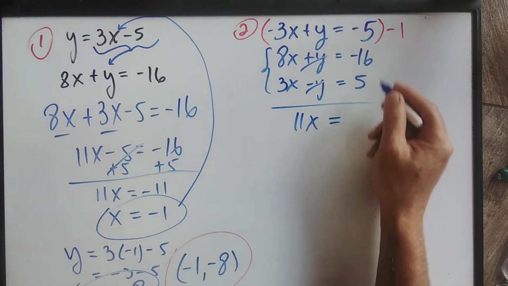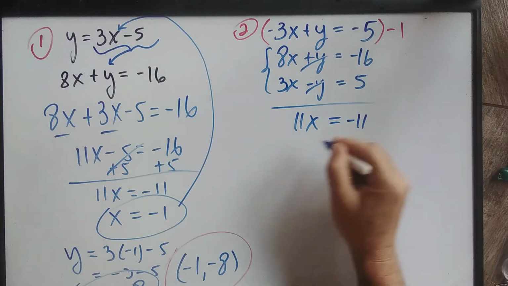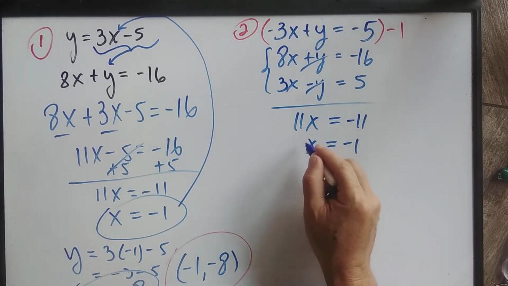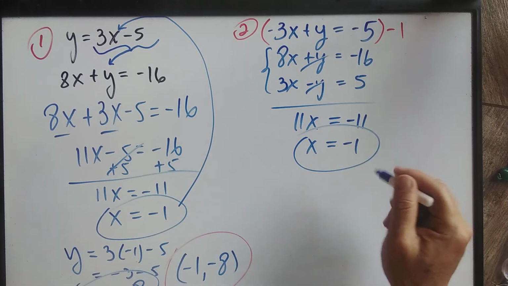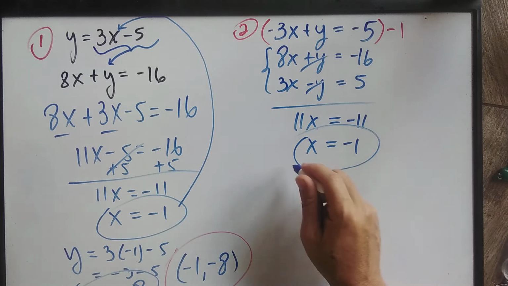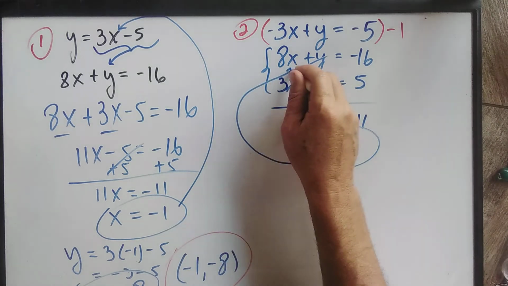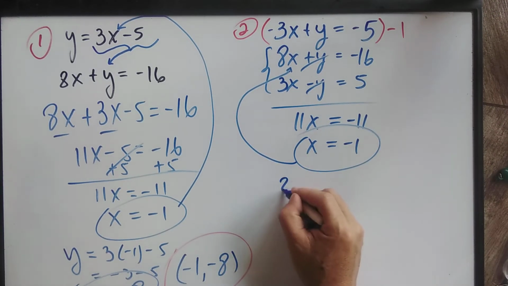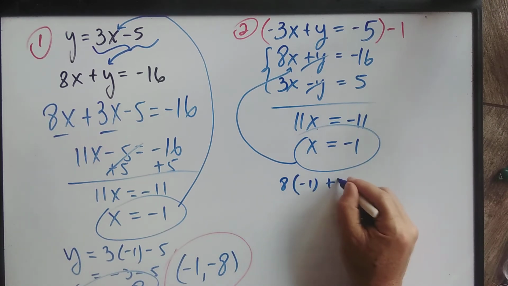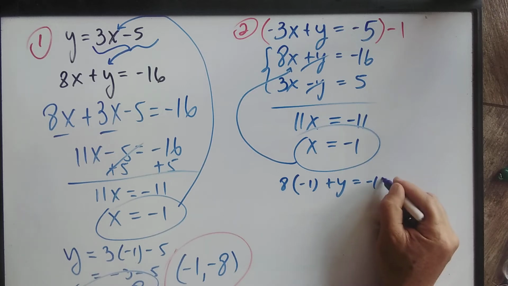And that gives you negative 16 plus 5 is negative 11. Divide negative 11 by positive 11 is negative 1. And then we just replace this one anyway. Let's plug it in here. Let's do it right here. So I get 8 times negative 1 plus y equals negative 16.